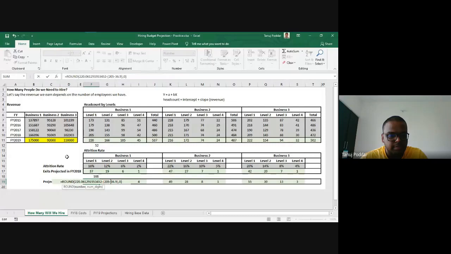So out of the 205 people that I had, I'm going to lose 37. And even after losing those 37 people, I need to reach a 220 number. So that is what this particular formula does.